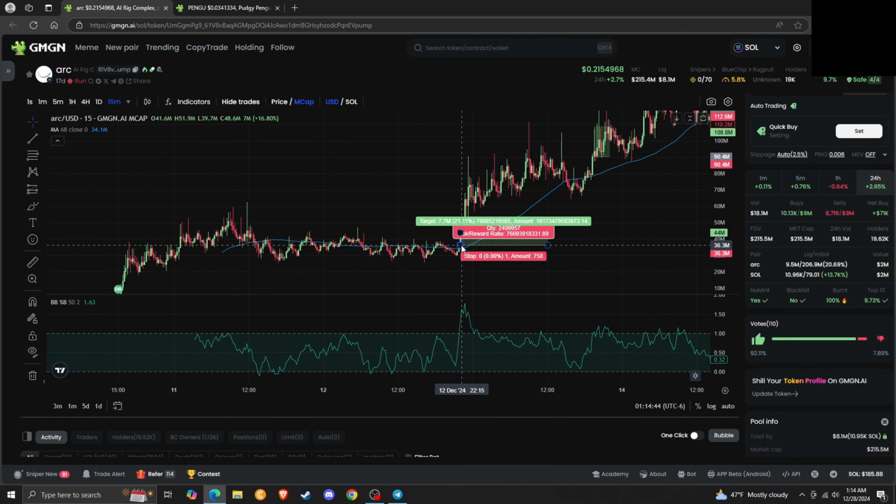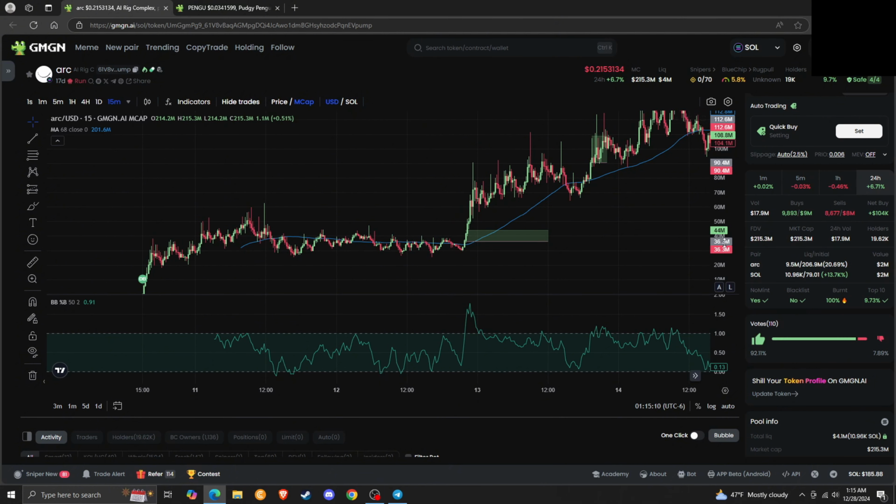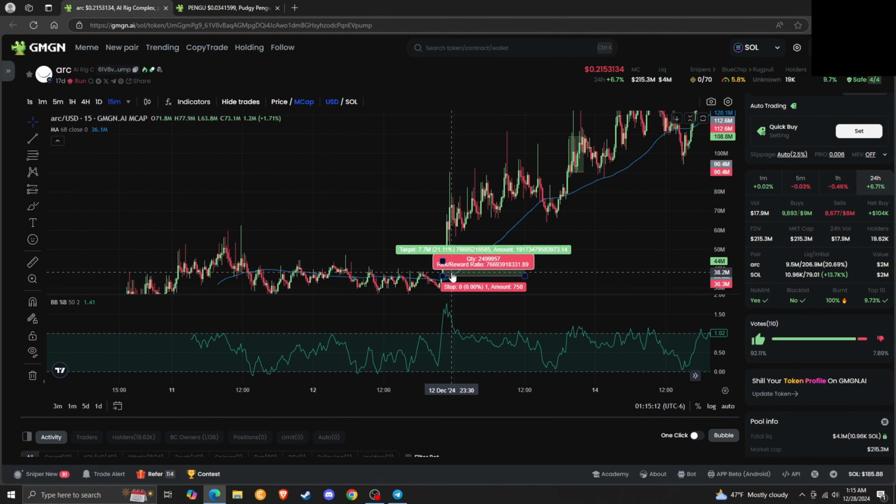Now, you could do a moon bag, which would have allowed you to carry the trade all the way up to a 340 million market cap, which would have been a 10x. However, I didn't do that. I let my strategy run, and I took my profit.